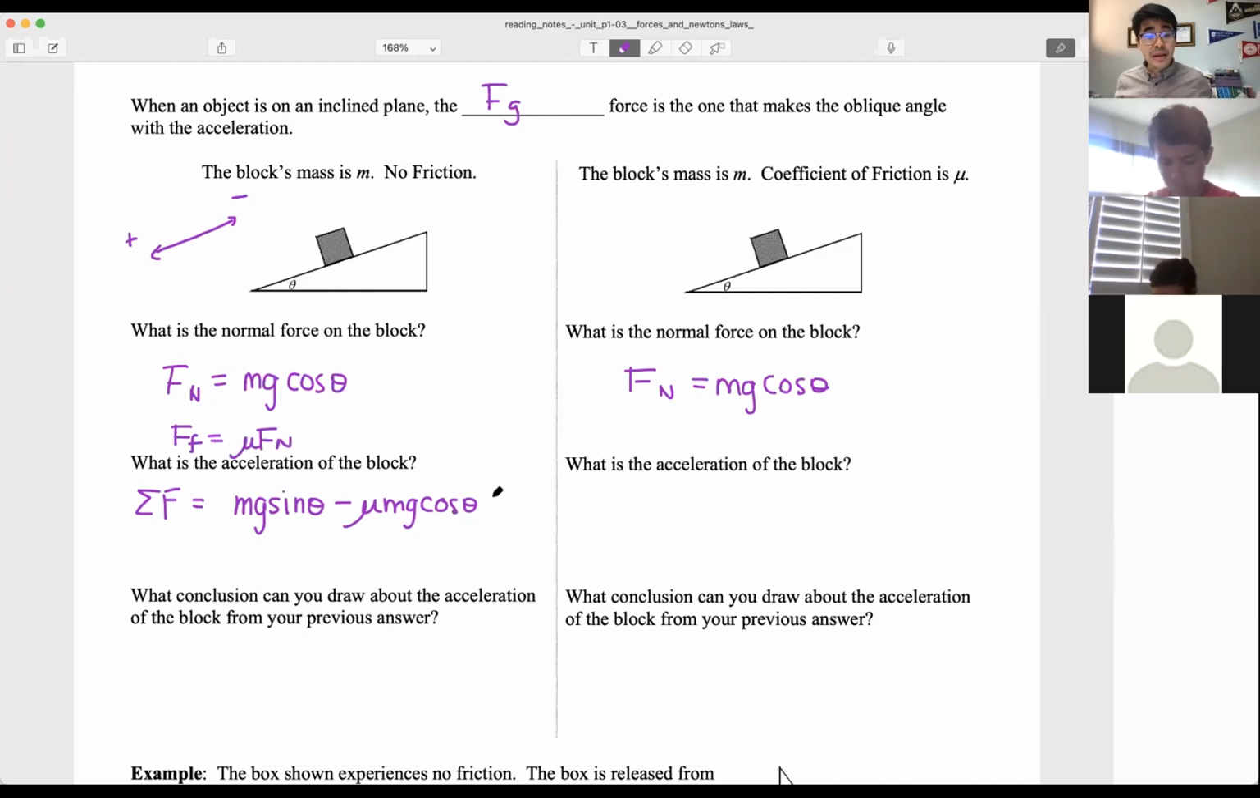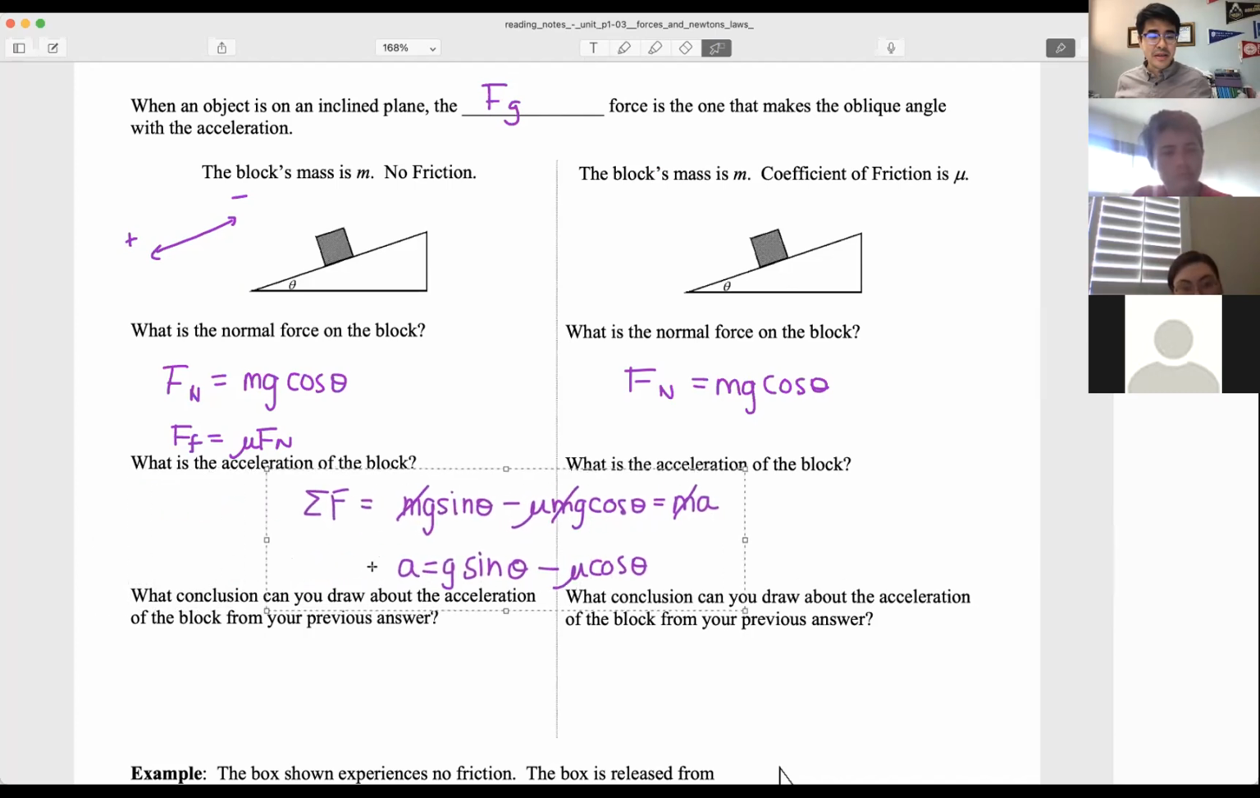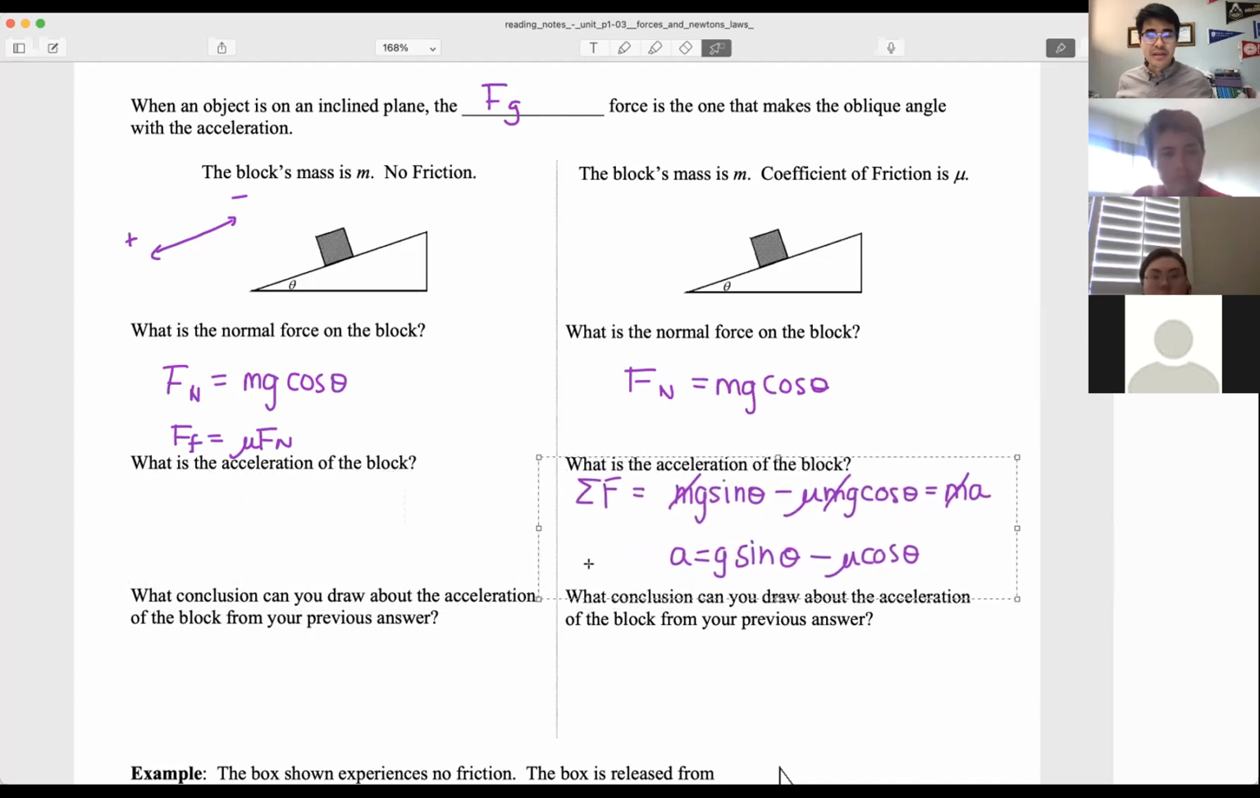And then from Newton's second law, we know that that's equal to ma. So if we wanted to solve for acceleration, look at this, all the m's cancel out. So in this case, a is equal to g sine theta minus mu cosine theta. And of course, I took this one and put it on the wrong side. Luckily, I'm using Notability and I can just move it over. This is the one with friction.